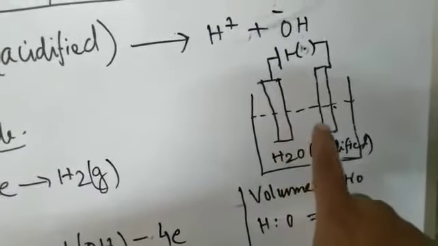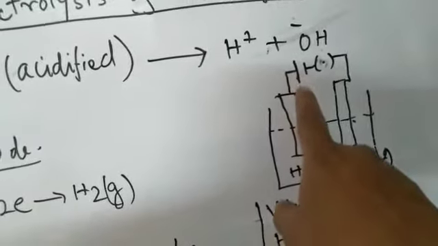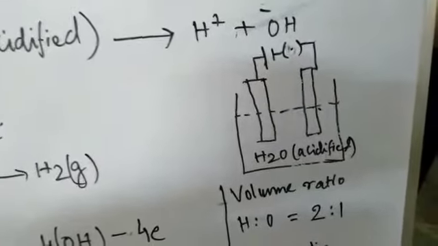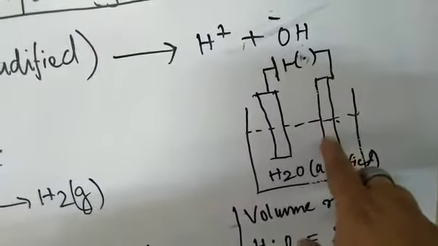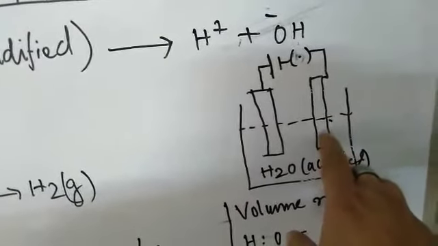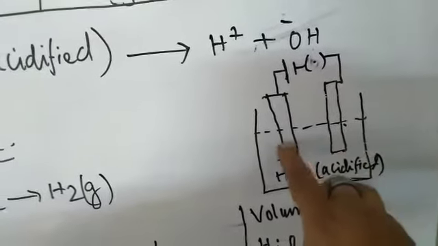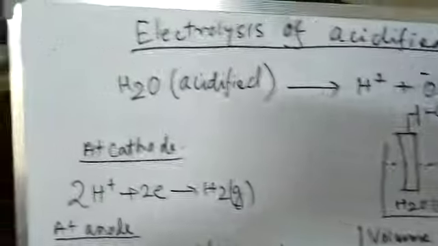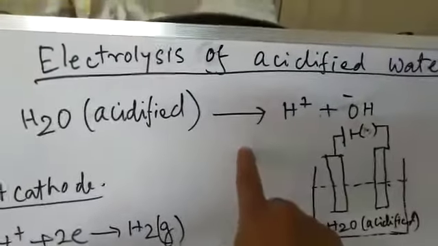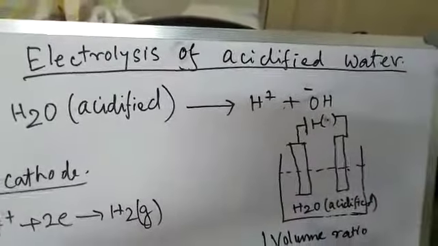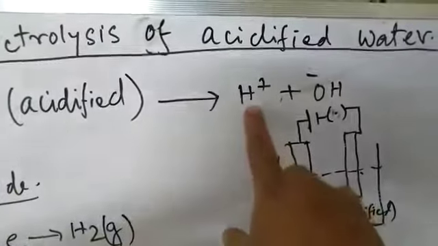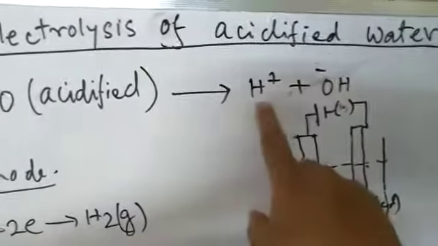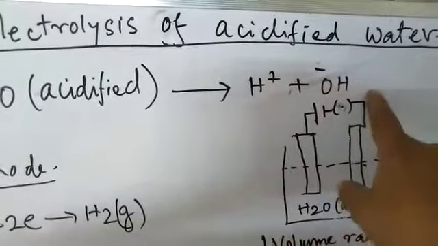Two electrodes are inserted. One electrode is connected to the positive terminal, so that electrode is known as anode, and one electrode is connected to the negative terminal, and that electrode is known as cathode. So this is anode and this is cathode. Now the acidified water first splits into H plus ion and OH minus ion.